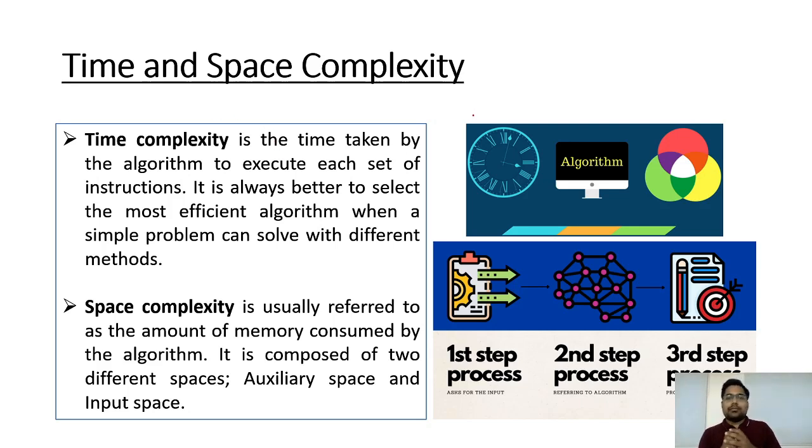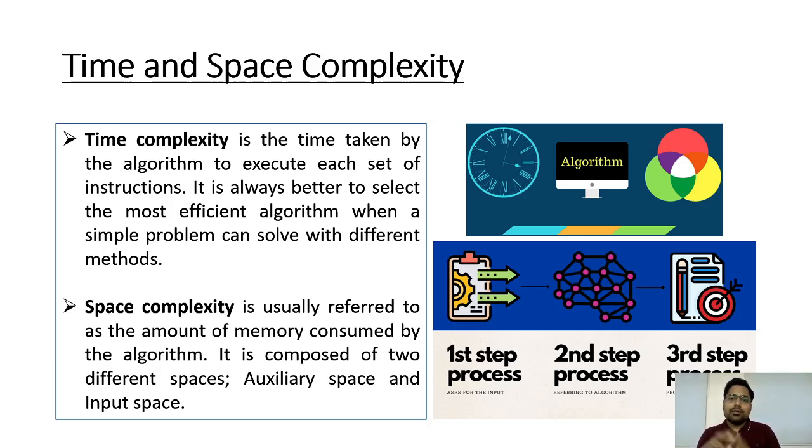Always remember, complexity means what is needed to complete a task or to complete a problem. We are ultimately providing the solution. That's why we need time and space complexity, because a certain time is needed to complete a task. Definitely, you can say, why algorithm is used, why algorithm is important.